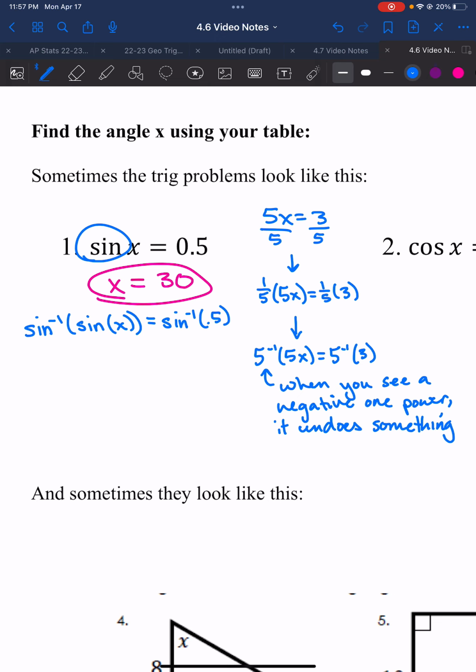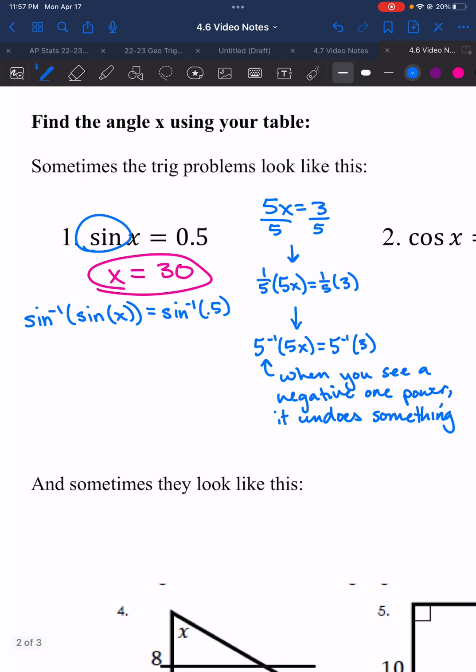Well, the opposite of something over here, how we had 5 divided by 5, how it cancels, the same thing happens here. And we are left with x equals the sine inverse of 0.5, which we already said equals 30. And this is how we write that answer.